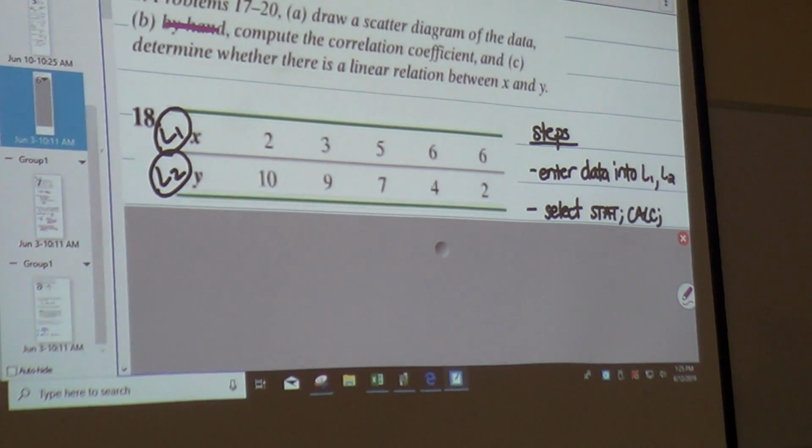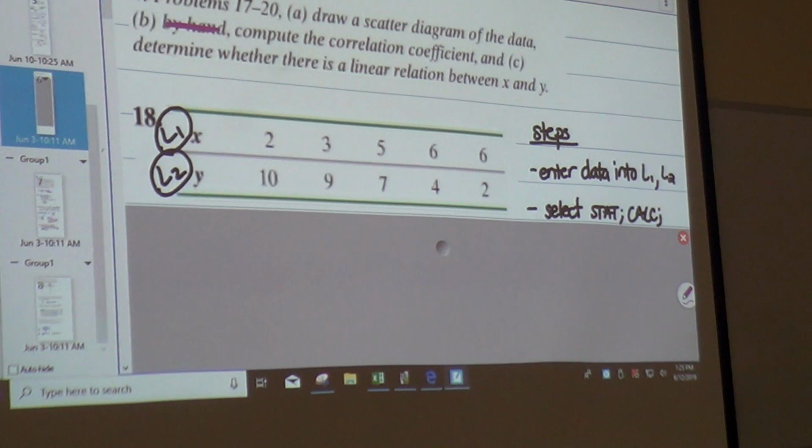Draw a scatter diagram, compute the correlation coefficient, and determine whether there's a linear relationship between X and Y.